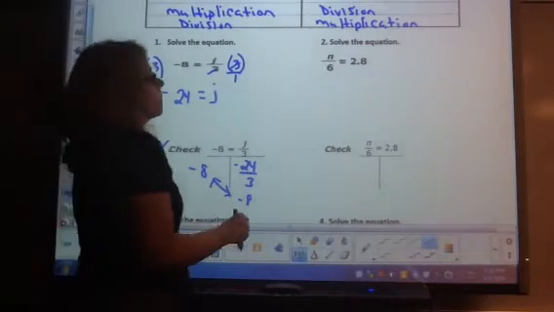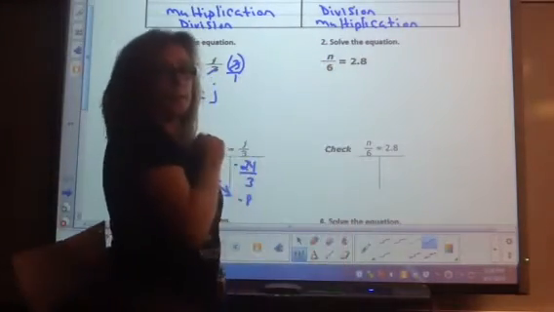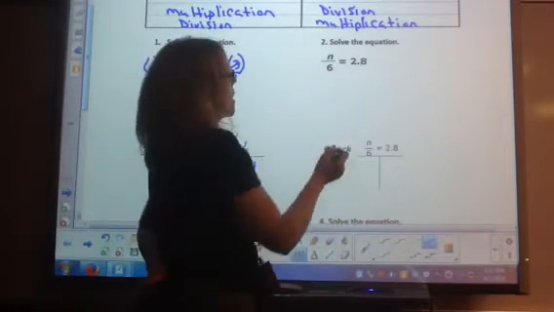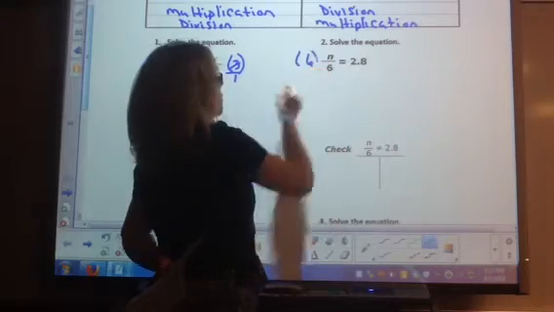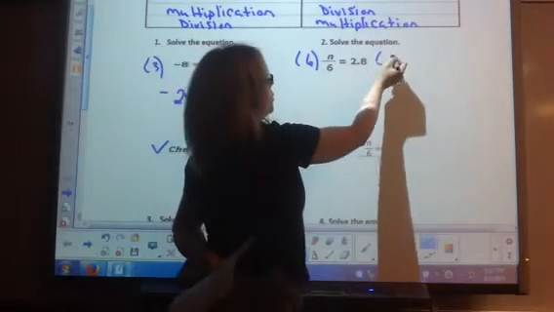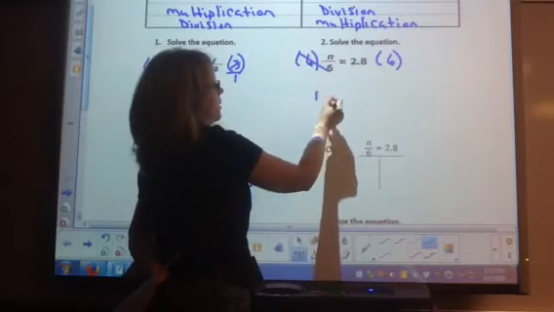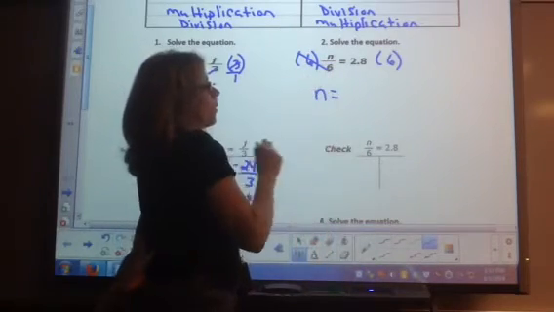Alright, let's look at number 2. We're trying to isolate the variable n. The operation you see with the variable is division. So the inverse operation is multiply. We're going to multiply by 6. What you do to one side of the equation, you do to the other. 6's cancel out. So over here, I have 2.8 times 6.